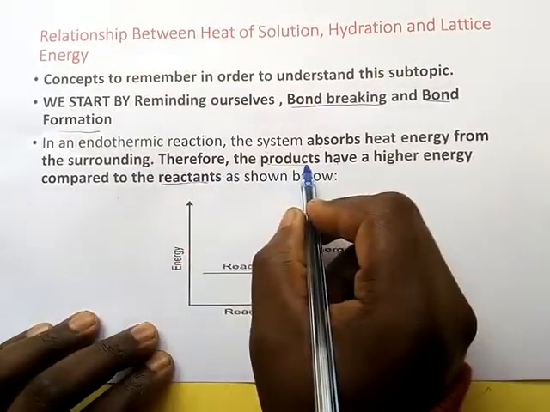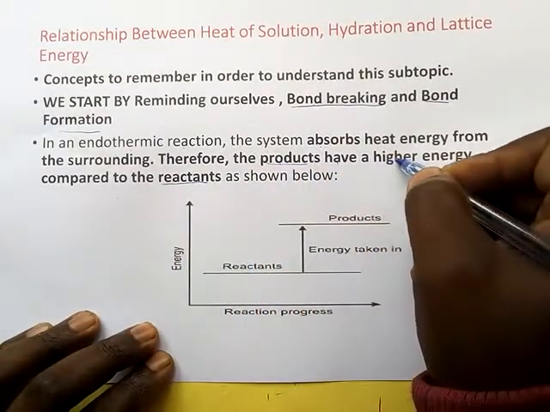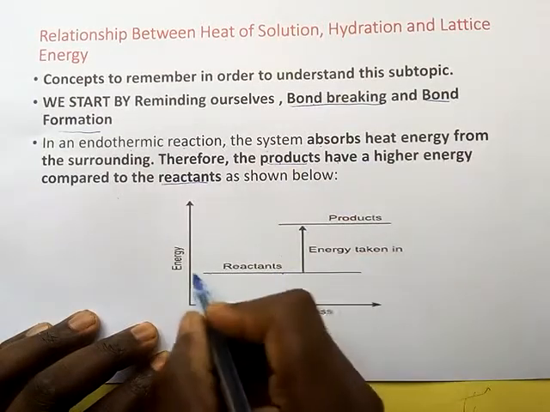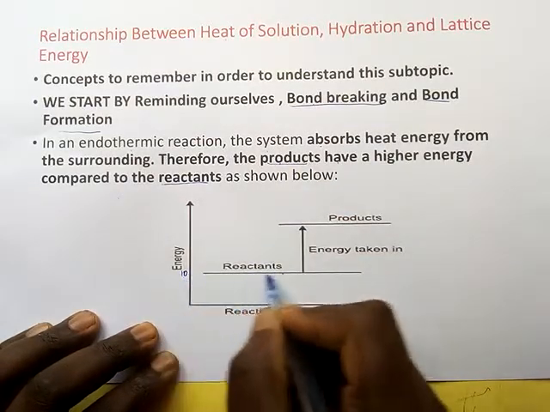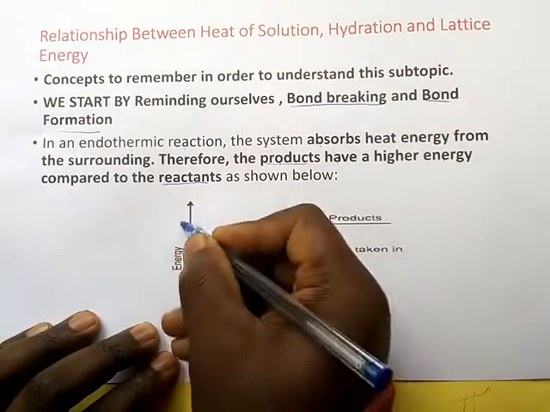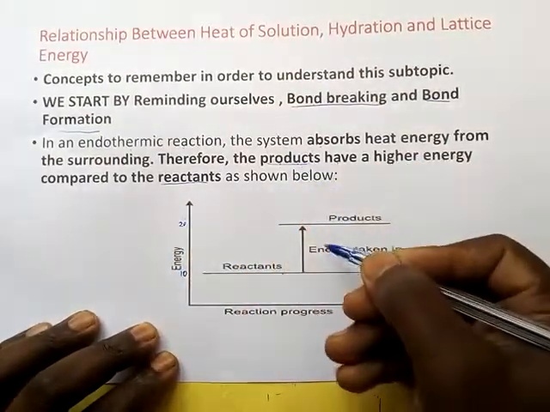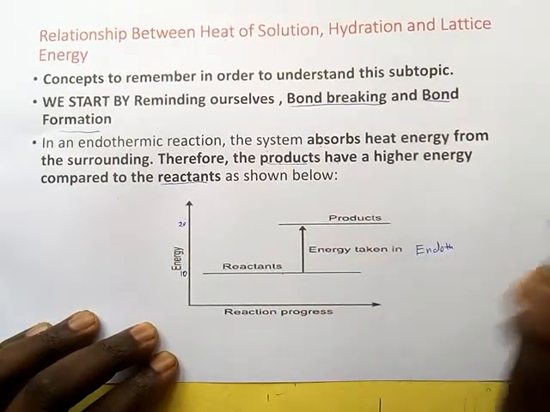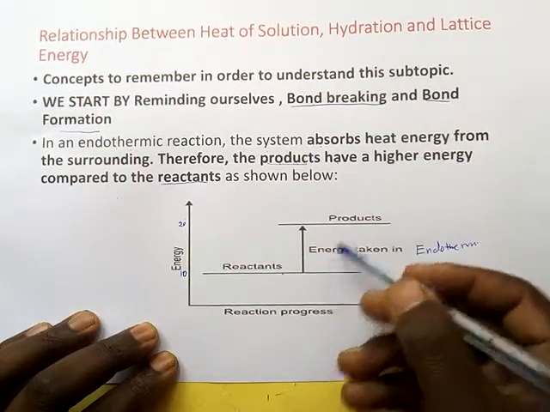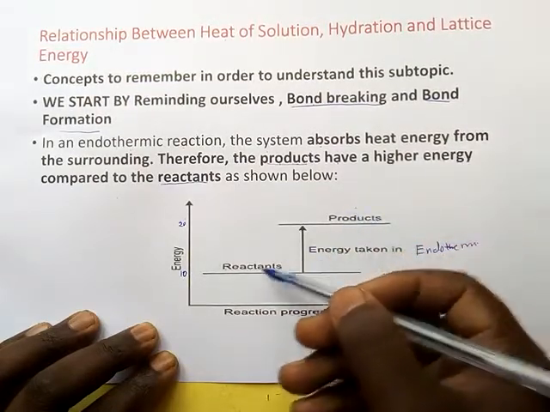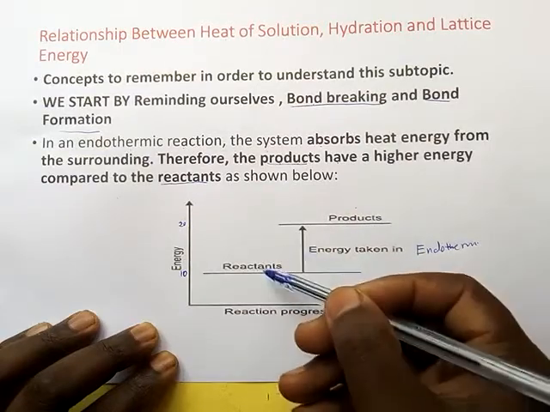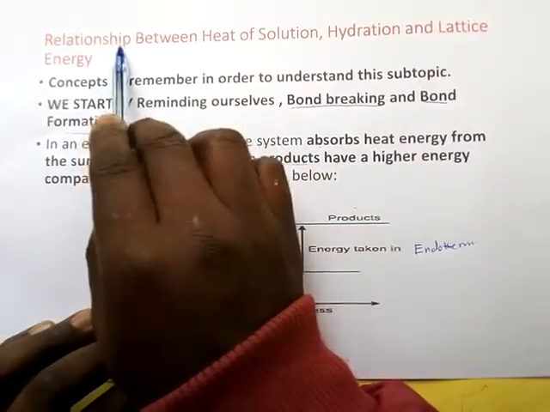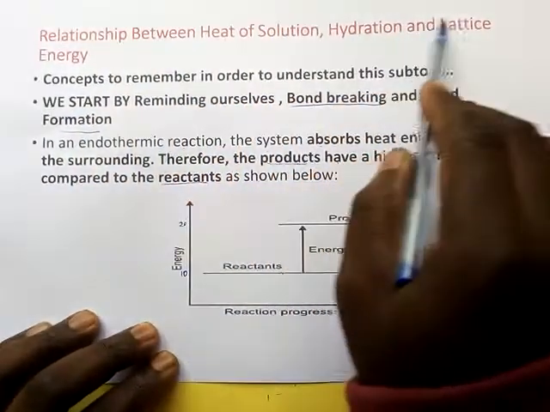Very important. If the products have a higher energy, then we expect the reactants to be lower, because suppose this one is 10, then the products must be something like 20. The energy is higher for the products. Remember that, this one is for an endothermic reaction. So always remember that for an endothermic reaction, the products have higher energy and the reactants have lower energy. This is what is important for you to understand the relationship between heat of solution, hydration, and lattice energy.